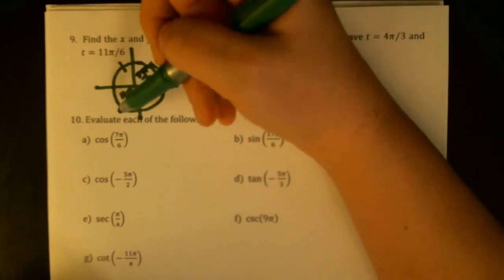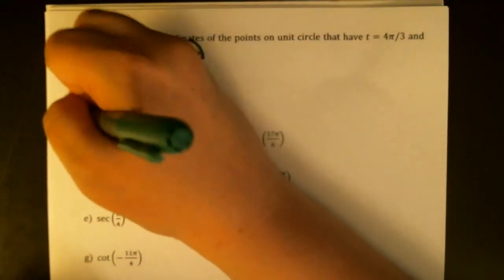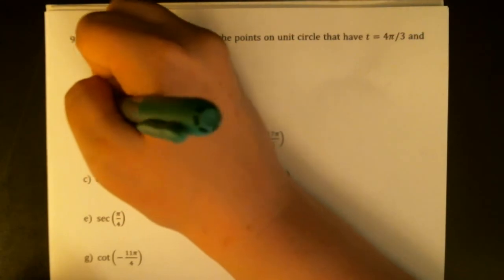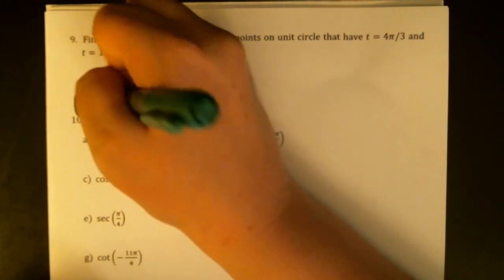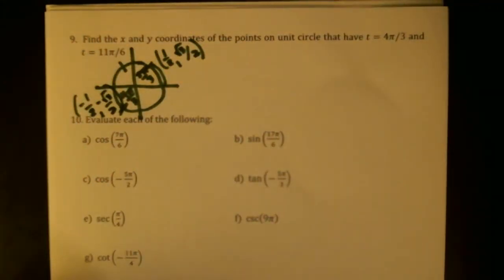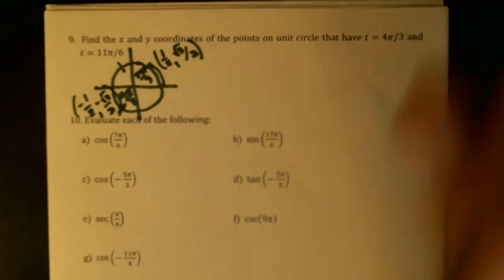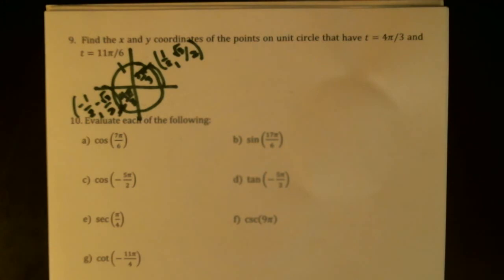Okay, so if this is -1/2, root 3 over 2, this one is straight across through the origin, so you have to flip, and you should get coordinates -1/2, negative root 3 over 2. That 3 does not look much like a 3. -1/2, negative root 3 over 2. So that was for 4 pi over 3.